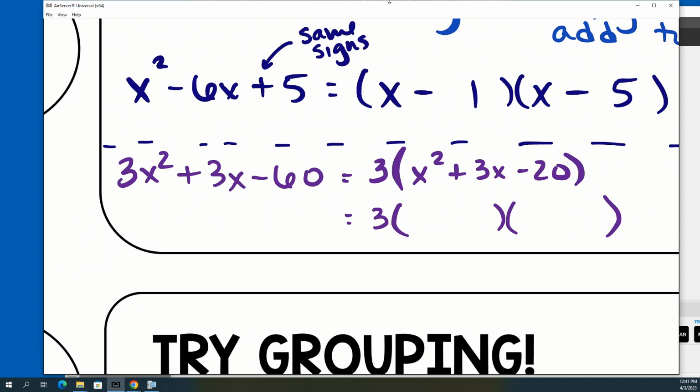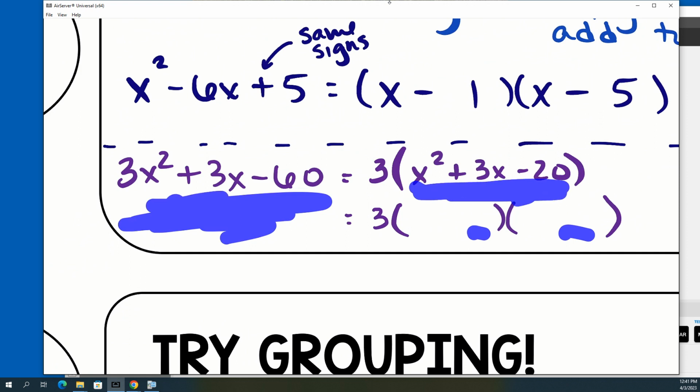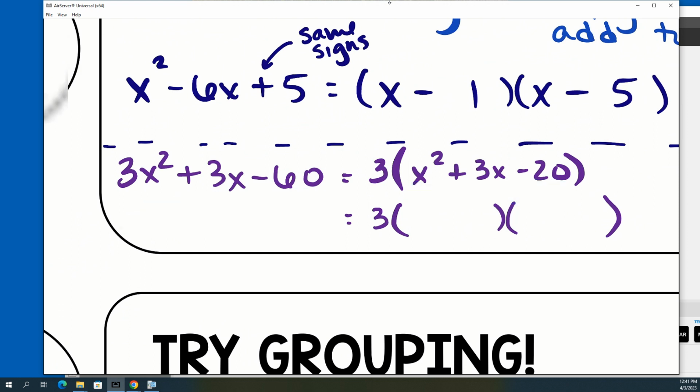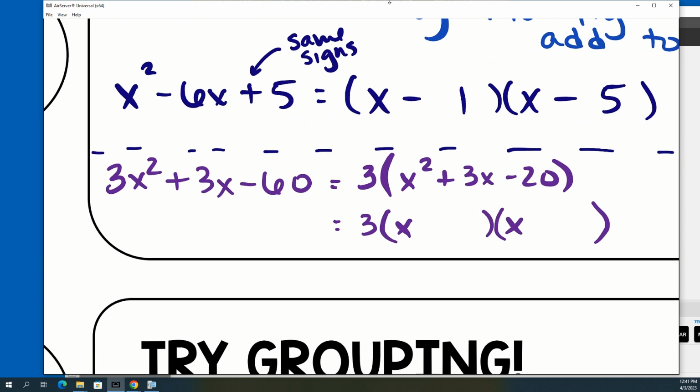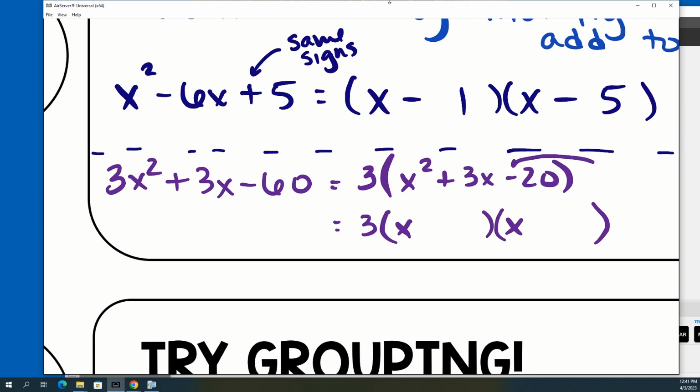Okay, now we're not going to look back at this one. When we are figuring out the numbers that go here and here, we're going to look at this one. So we don't need it anymore. We're going to focus on the other one. So I do know it's x and x. This time, my last sign is a minus. So what does it tell you about inside the parentheses? Different signs. Good. So one's a plus and one's a minus.